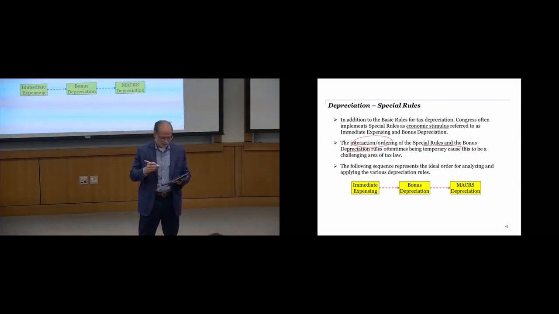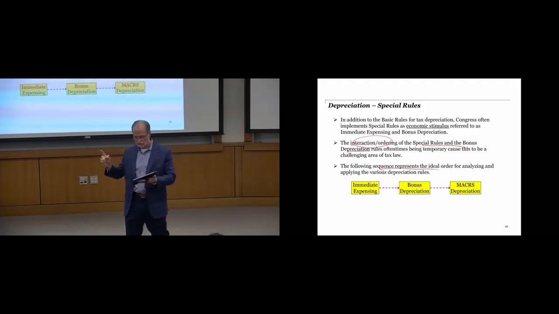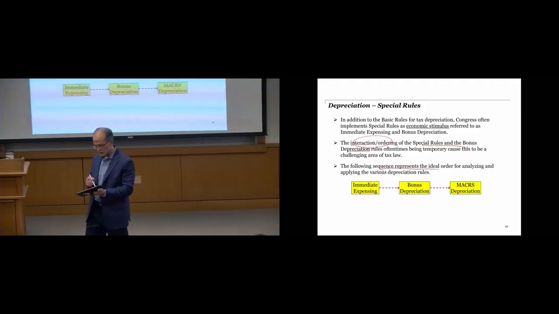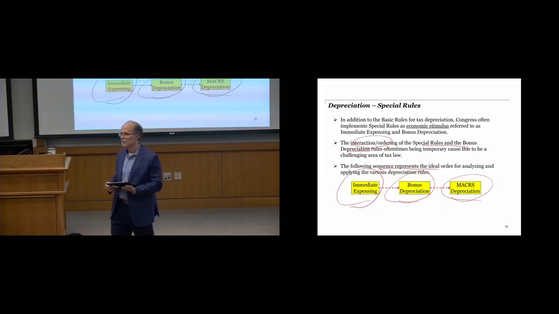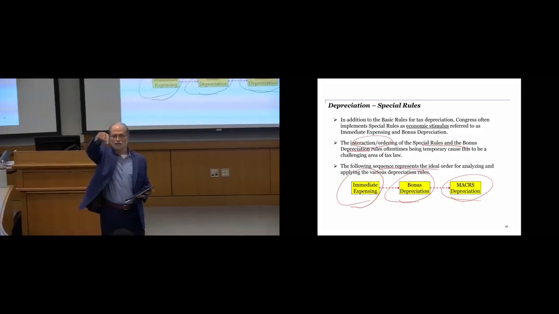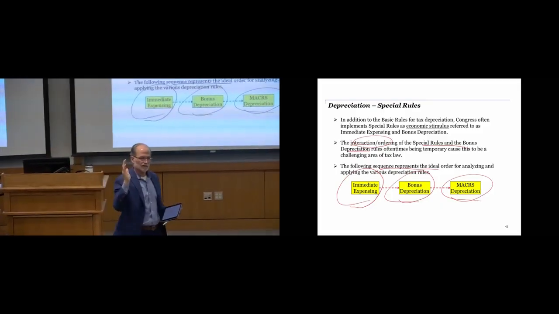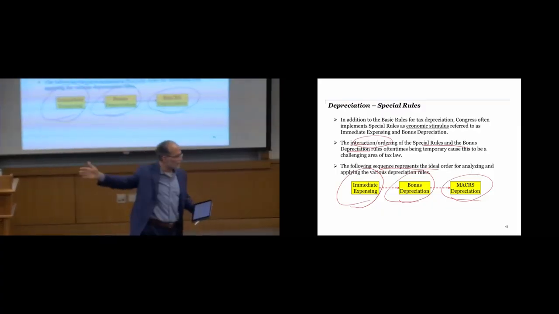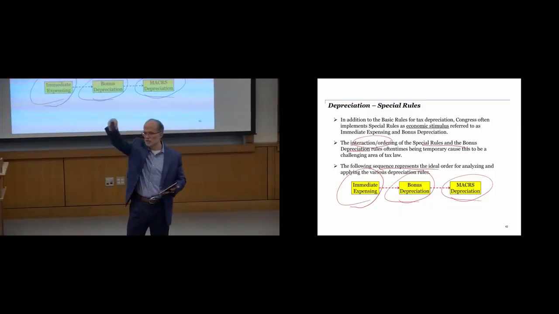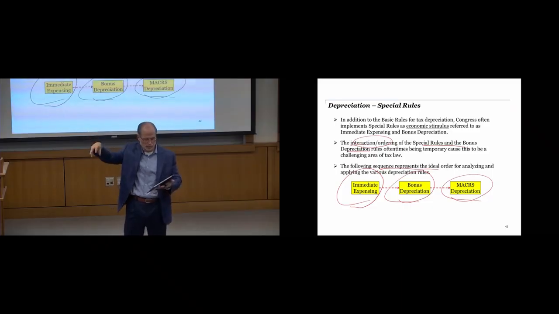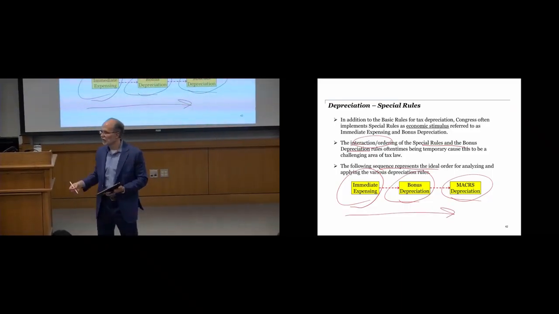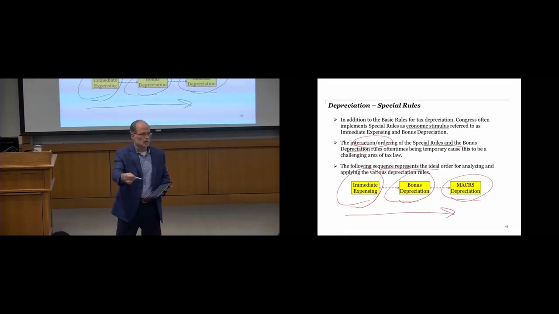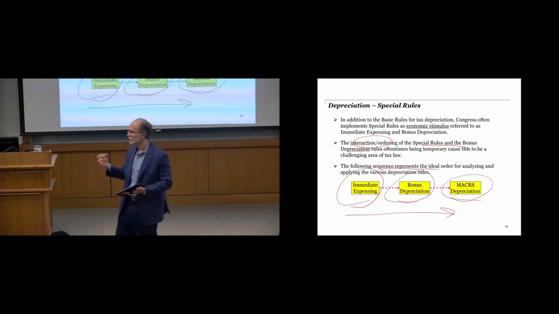So I think the ideal order for analyzing this, and the way we talk about it, is we talk about immediate expensing, then bonus depreciation, and Maker's depreciation. Now, we talked about Maker's depreciation already because that's from 1986 forward, that's been the regime. We have these temporary regimes that can come online at different points. But I think this sequence is not a chronological order. I think this is the best way to approach how do I want to depreciate a new item.